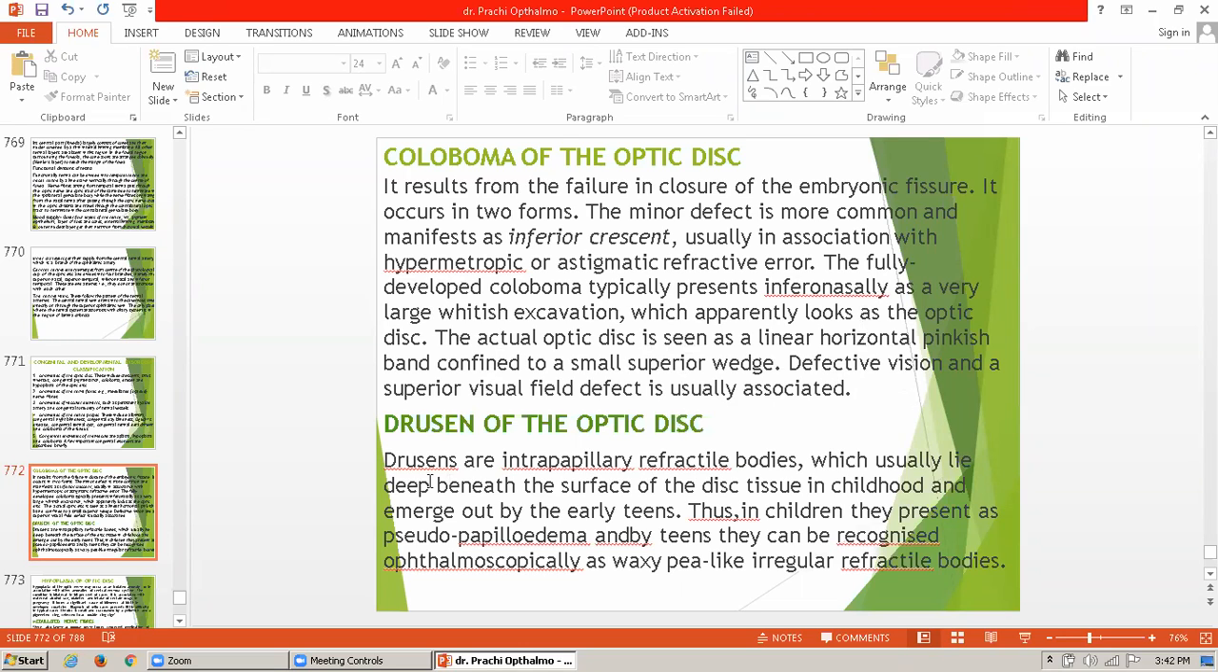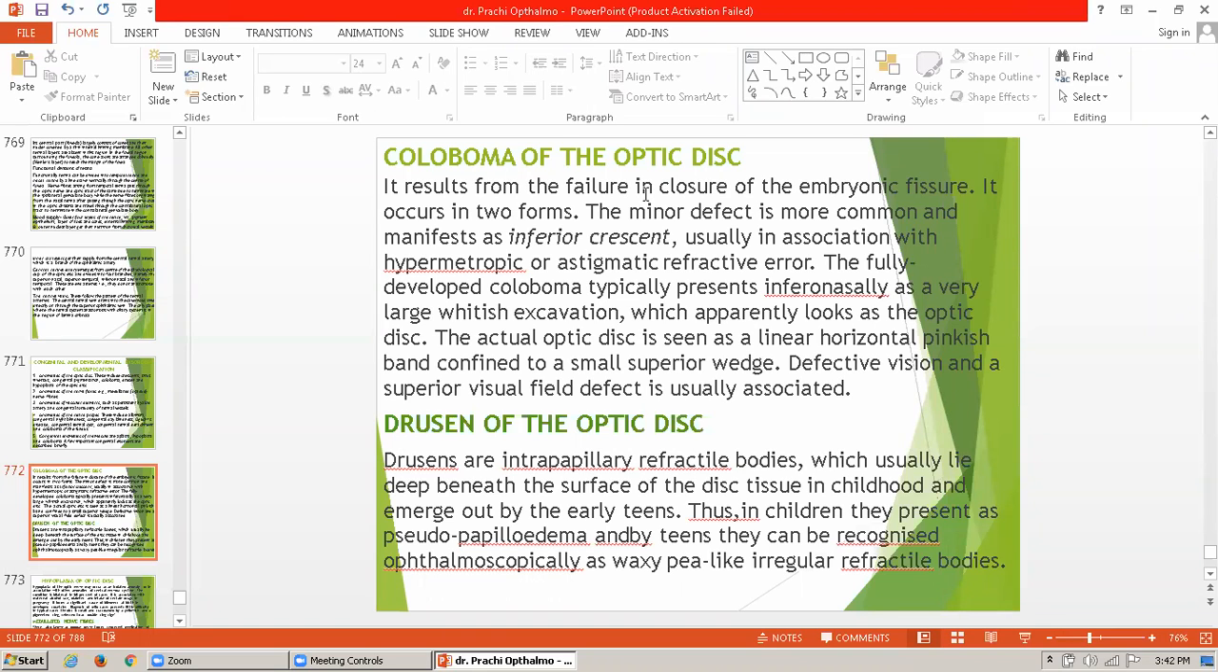Then defective vision and a superior visual field defect is usually associated. So when we see the coloboma of the optic disc, it results from the failure of the closure of the embryonic fissure. It is a congenital disorder.